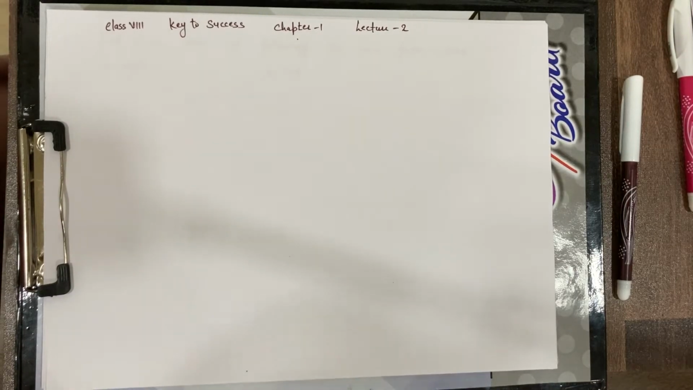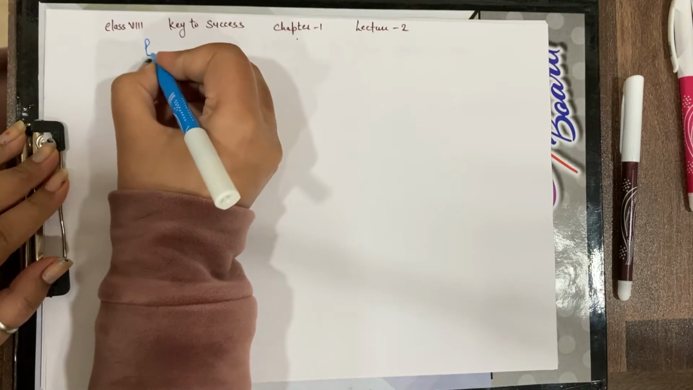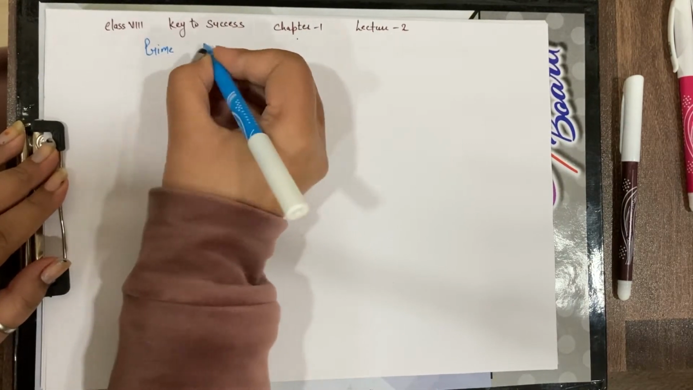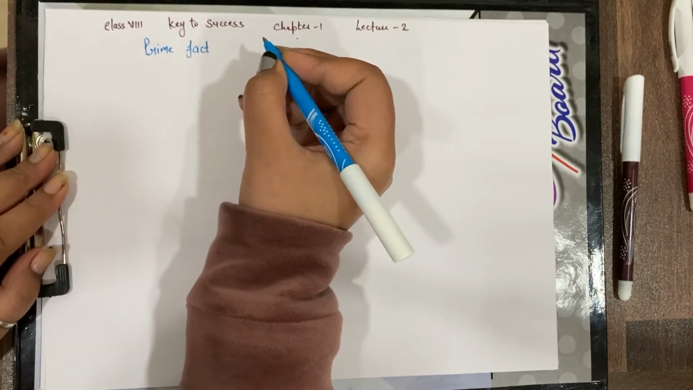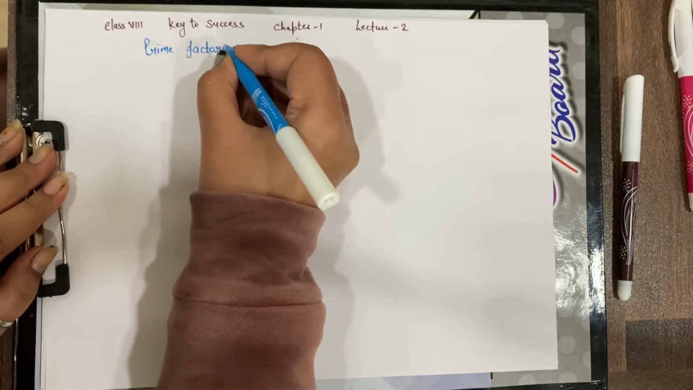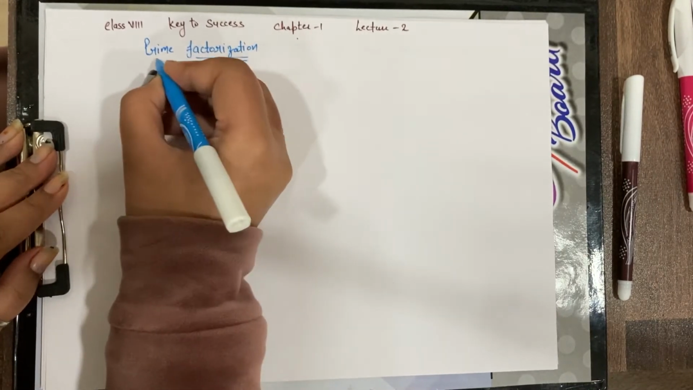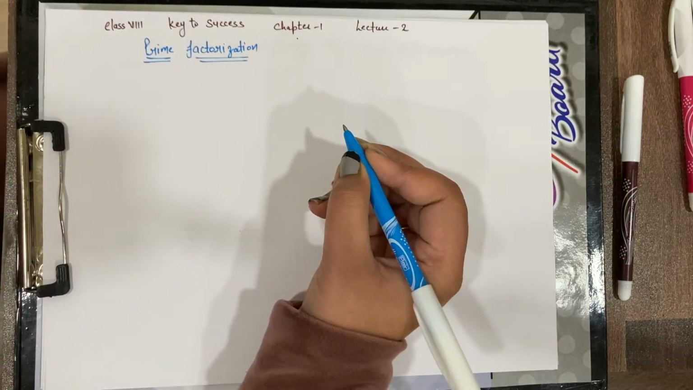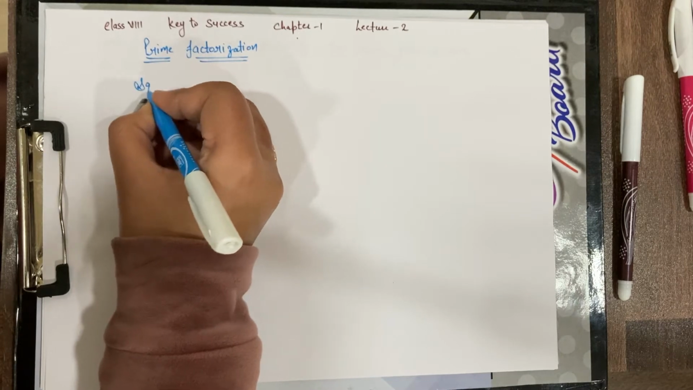Hello students. Today we are going to learn how to prime factorize a given number. Prime factorization is a method which we use to find out the square root of a given number. Before that, let us learn what a square root is.